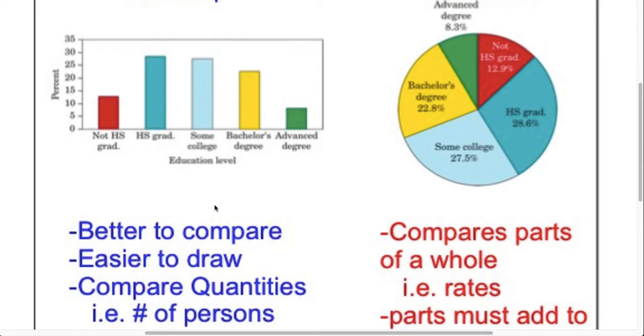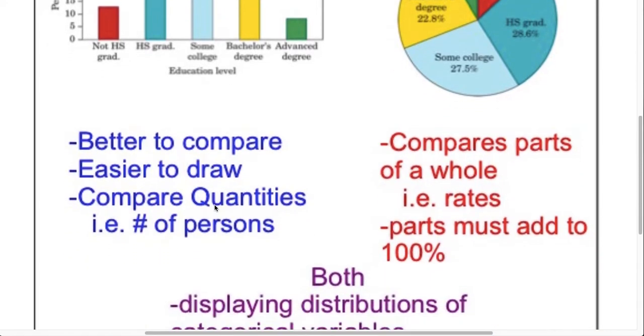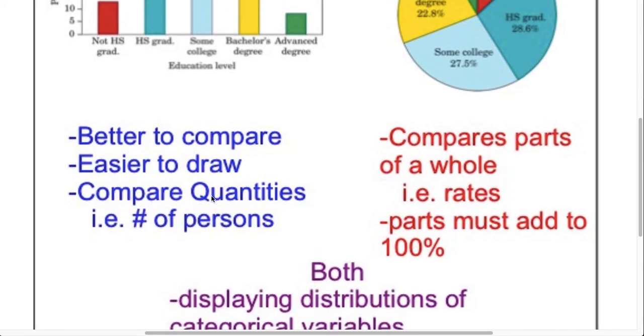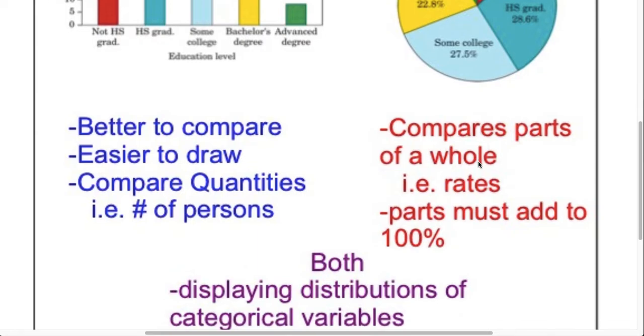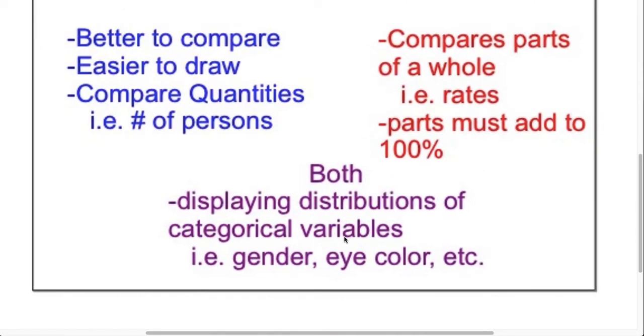But bar graphs by hand are easier to draw. And again, bar graphs typically are used when you're comparing quantities. Pie charts are used when you're comparing parts to a whole. Both of them are used to display distributions for categorical variables.